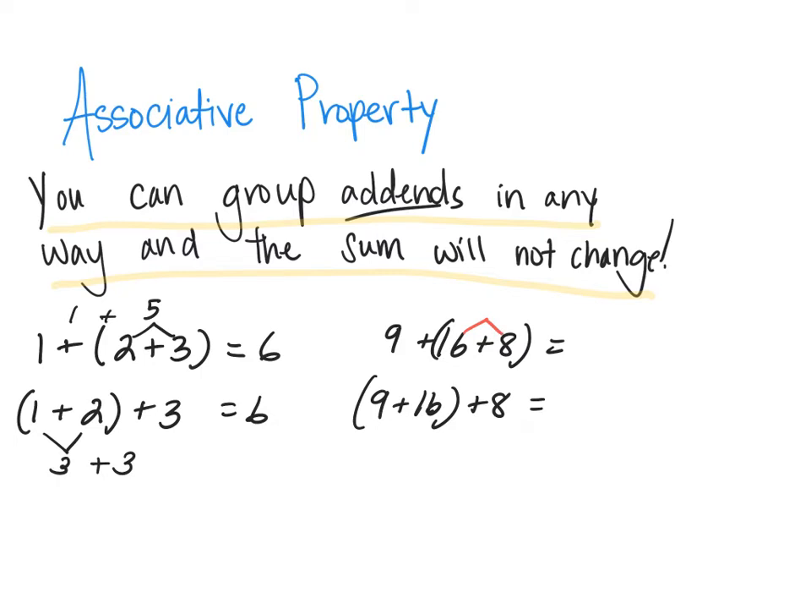16 plus 8 is 24. 24 plus 9 is 33. All right, 9 plus 16 is 25. 25 plus 8 is, oh wait, did I do it? 25 plus 8. Oh yeah, nope, is 33 again. So this checks out. I thought I made a small addition error there.